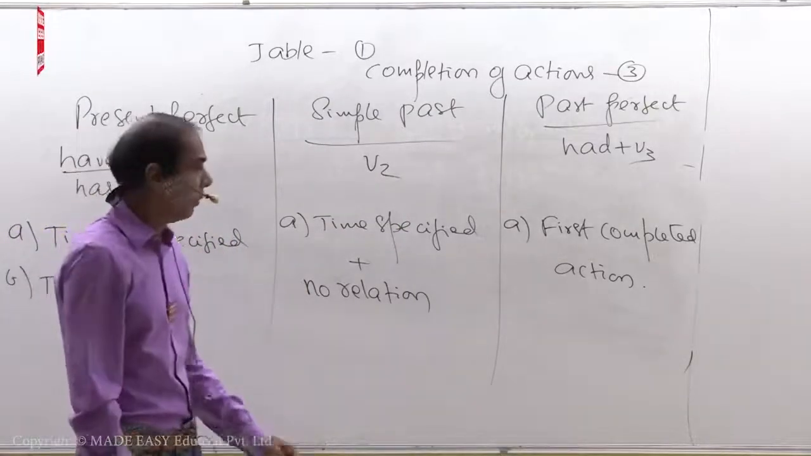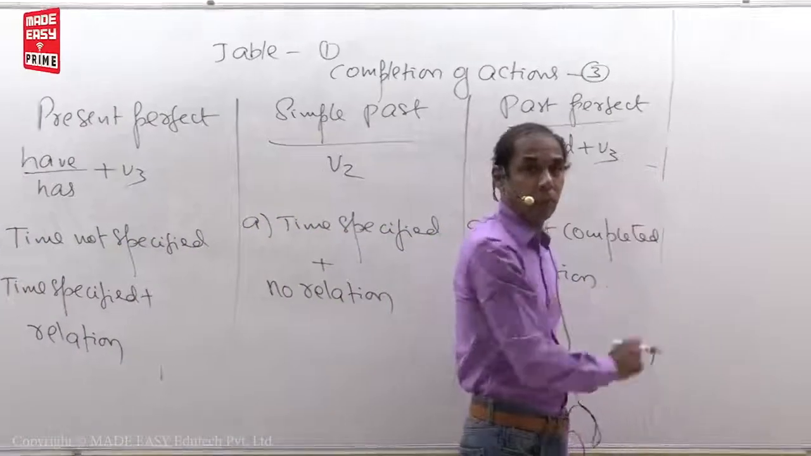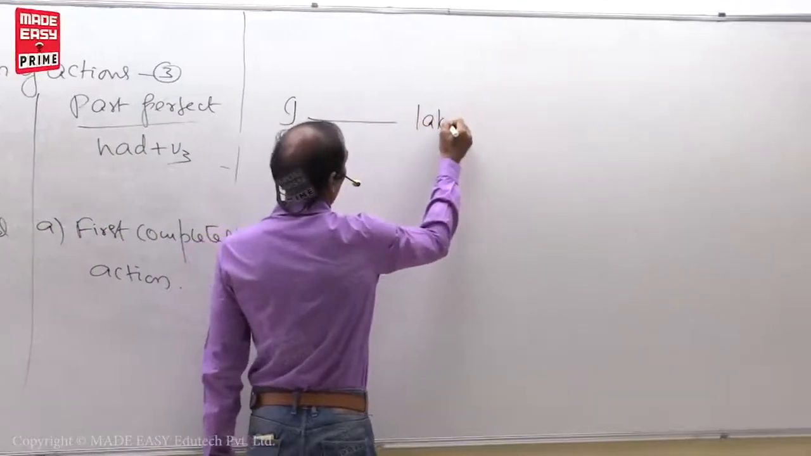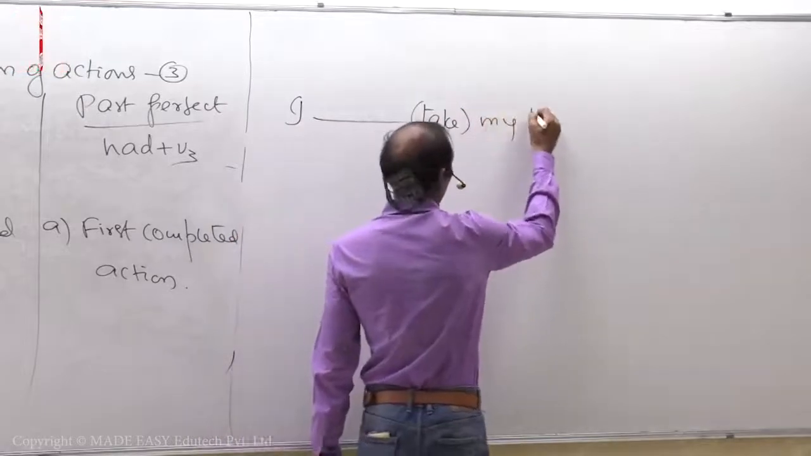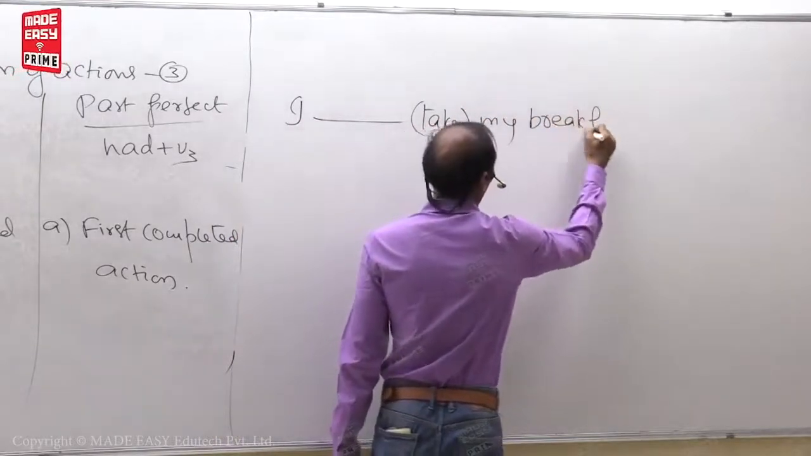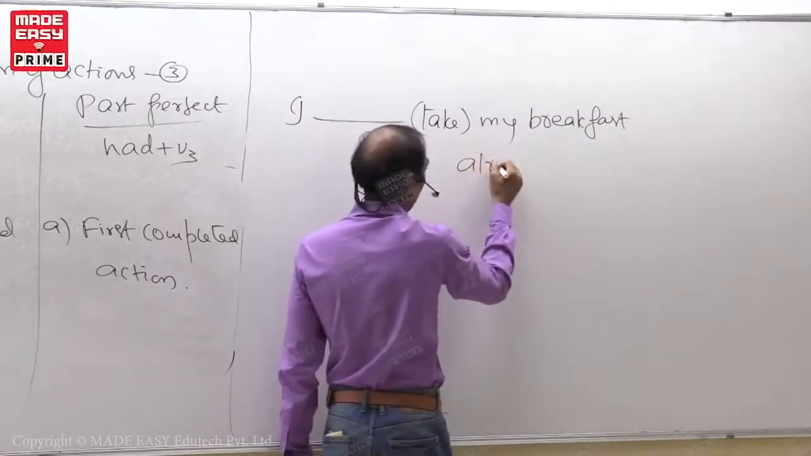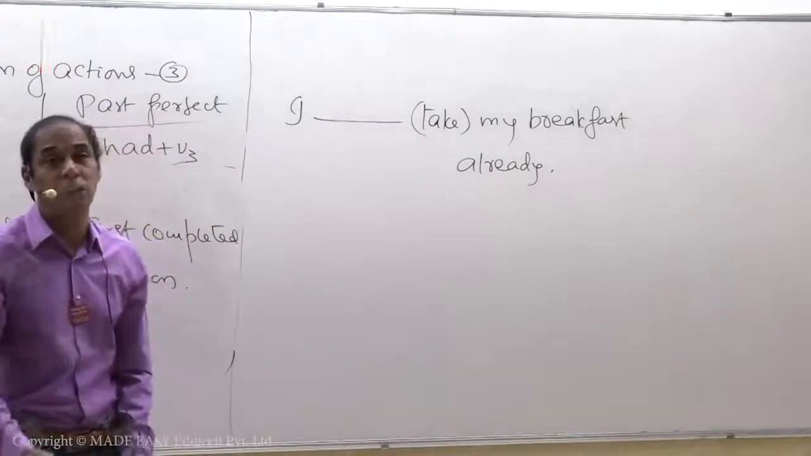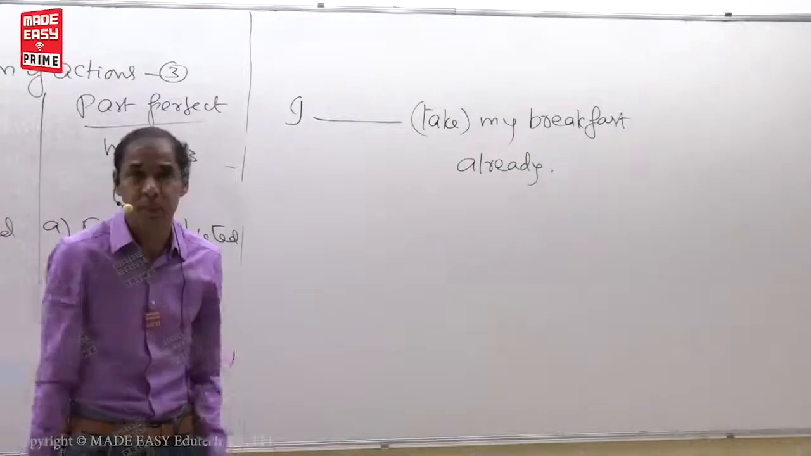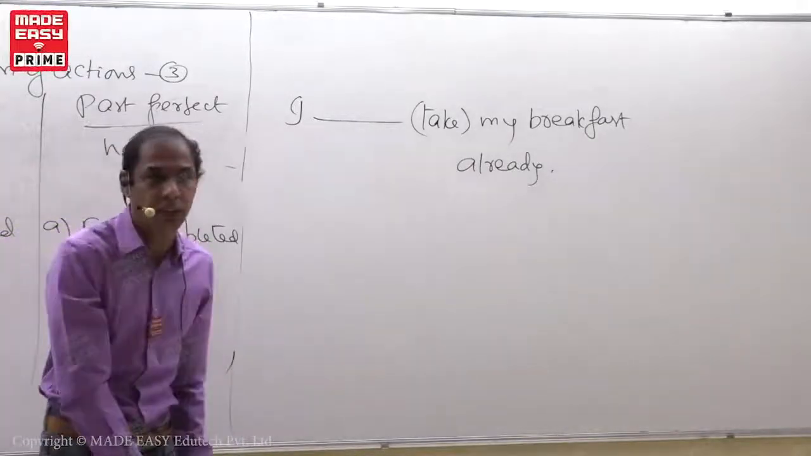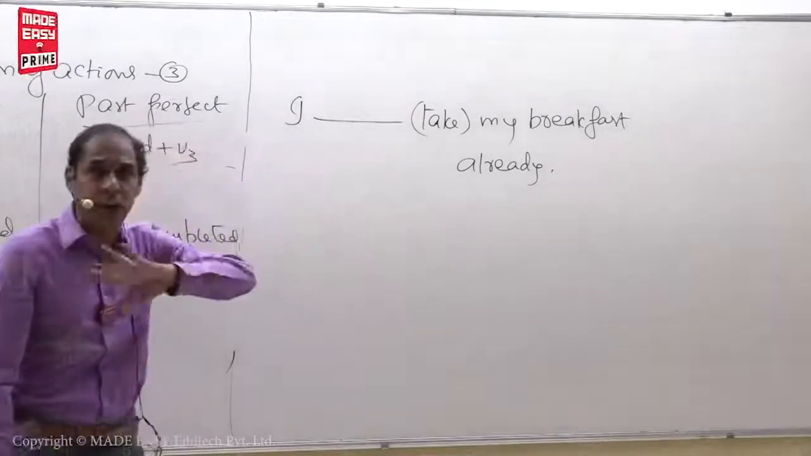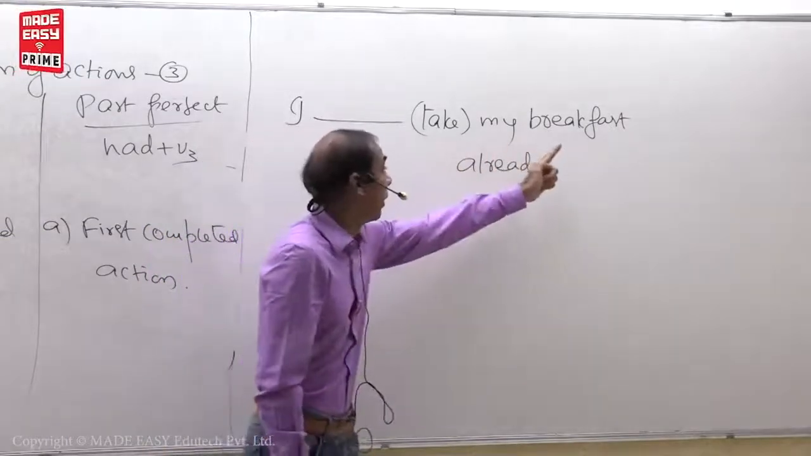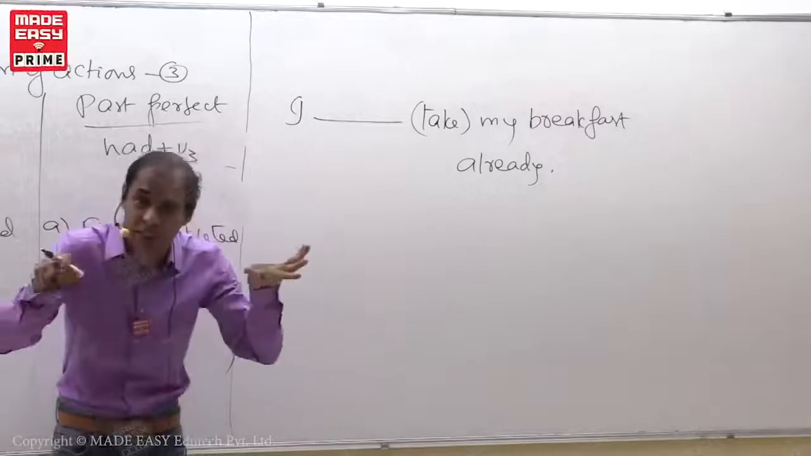For example, see. I dash take my breakfast already. What I am trying to tell you is that taking my breakfast is done. Let us think like this: the action is completed. Taking breakfast is completed, right? But what I'm telling here, I dash take my breakfast already. Taking breakfast is done already.